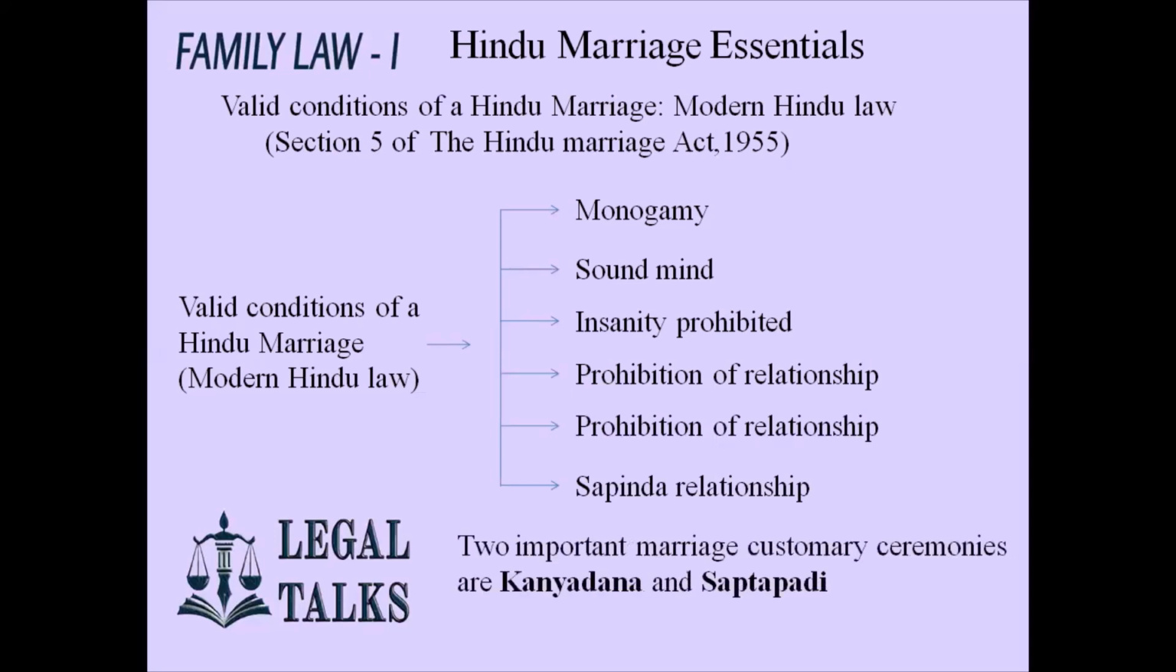Generally, two important customary marriage ceremonies are to be performed. One is Kanyadanam and the other is Saptapadi. Kanyadanam refers to the act of handing over the bride to the bridegroom in the form of a ritual. Saptapadi refers to completion of 7 steps taken around the fireplace, signifying the 7 stages of life. And this completes the marriage in the Hindu system.